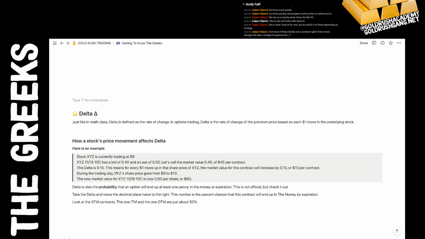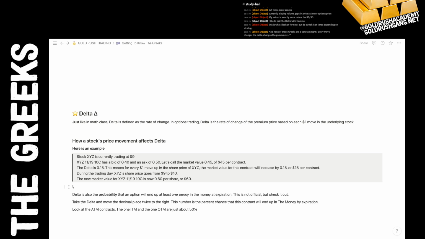So during the day, XYZ share price goes from 9 to 10. The new value for that 10 call that you jumped into went from 45 at market, and now it's trading at $60 at market. Right? Is that too much? That's not far out for you guys. You guys have already bought an options contract and sold for profit or sold for loss. You guys know what the vibes are with this, right? So I'm just going to move on to the next spot.